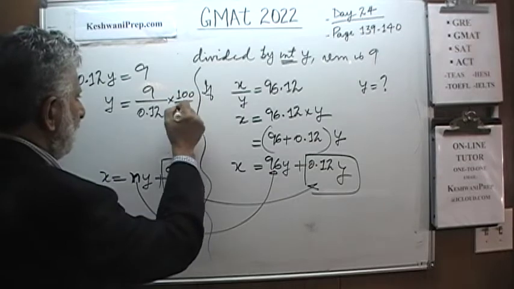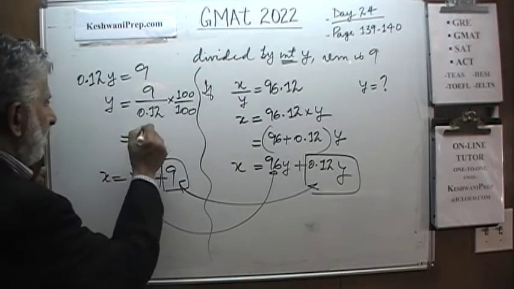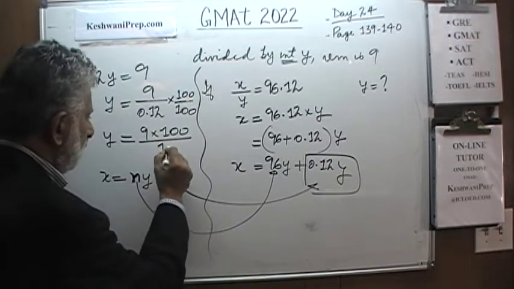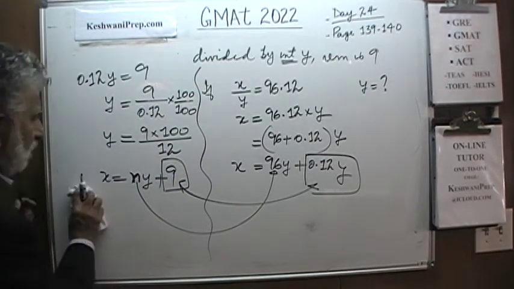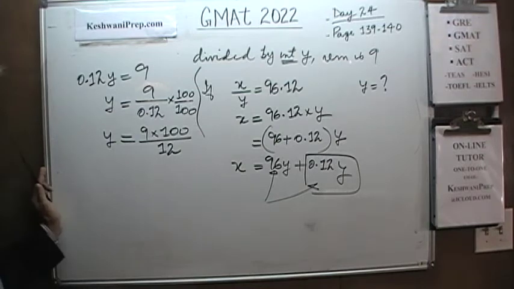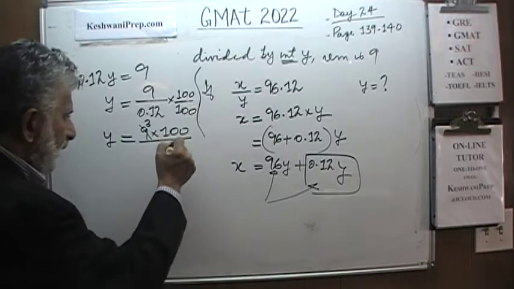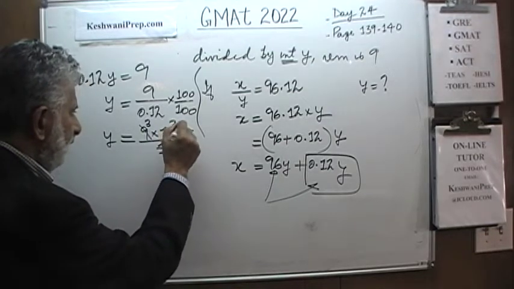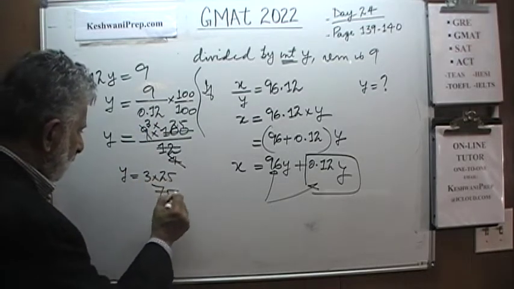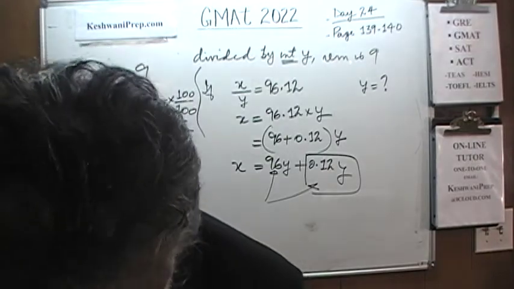Multiply top and bottom by 100 so that we can get rid of this decimal. And when we do that, we find that y is equal to 9 times 100 over 12. I'm going to erase this thing because it's getting too crowded. There you go. Just simplify it. Divide top and bottom by 3. 9 becomes 3, 12 becomes 4. Divide top and bottom by 4. 4 goes away and 100 becomes 25. There you go. y must equal 3 times 25, so y is 75. And that was number 183. Let's move on, shall we?